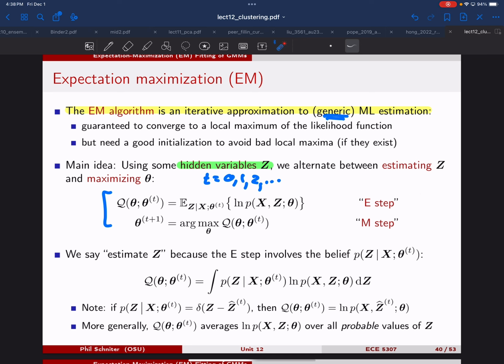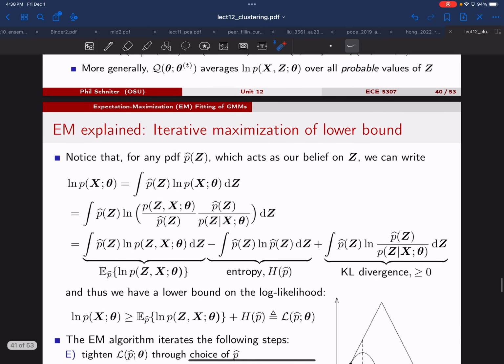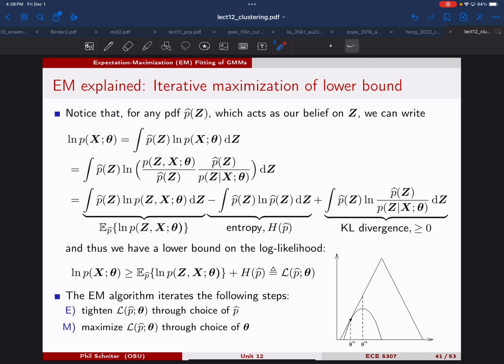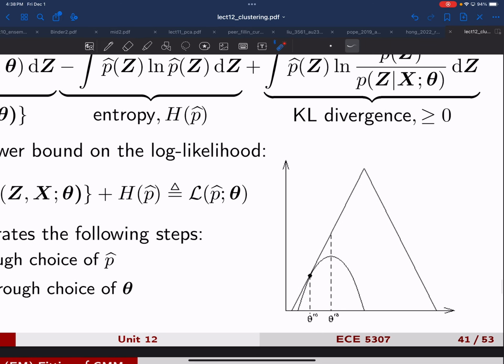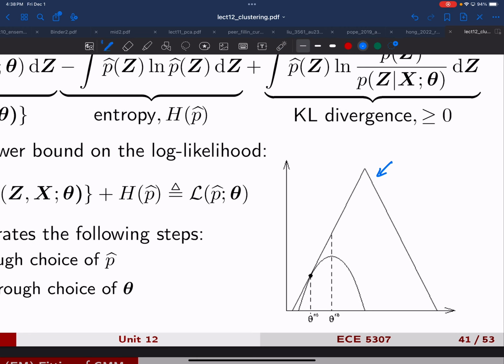So that's a high level attempt to explain these. It may not make sense yet, but let me give you another take on it, which is through something called iterative maximization of a lower bound. I'll start with this picture. So imagine that this here is the likelihood function. And theta is the parameter that I'm trying to maximize. I'm trying to find the theta that maximizes the likelihood.